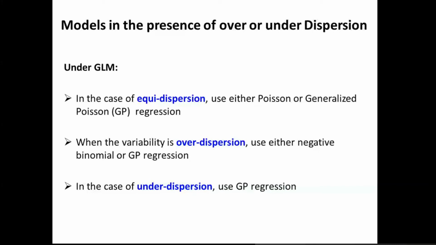ማለት ሞዴልስ ኢን ዘ ፕሬዘንስ ኦፍ ኦቨር ኦር አንደር ዲስፐርሽን። ያው እኩል ከሆነ ምንም ችግር የለውም፣ ፖይሶን ነው የምንጠቀመው ብለናል። ይሄ ከቶፒካችሁ ውጭ ነው፣ ራይት። ግን if there are over-dispersions and under-dispersions, what do we do?